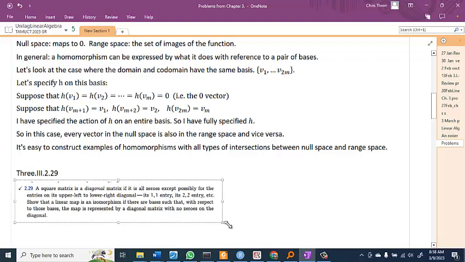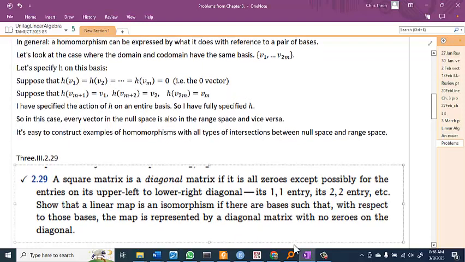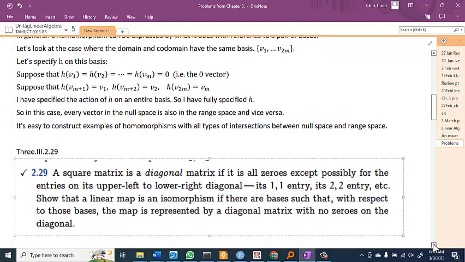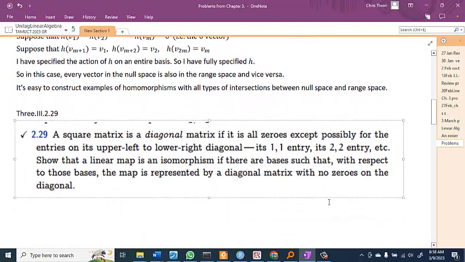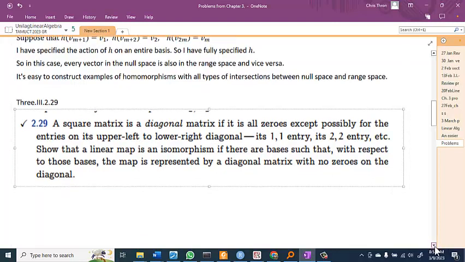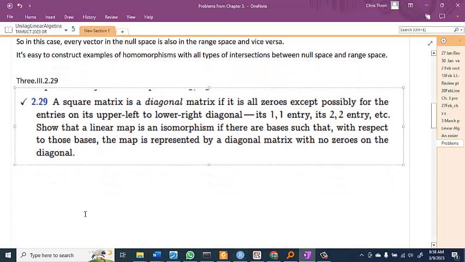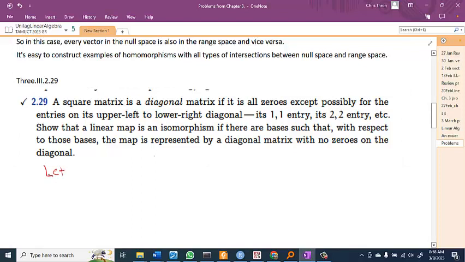All right, so now we have this one. In the answer key, he refers to a lemma, but I want to get some intuitive feel for this problem. A square matrix is diagonal if it is all zeros except possibly for the entries on the upper left to lower right diagonal, the 1,1 entry, the 2,2 entry, etc. So let's just draw a picture of that. Let A be the square matrix.